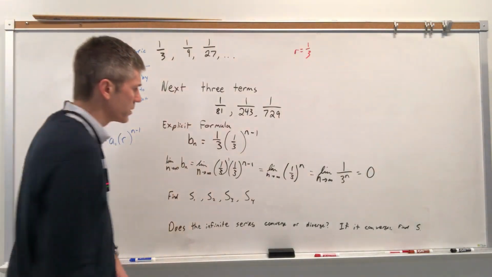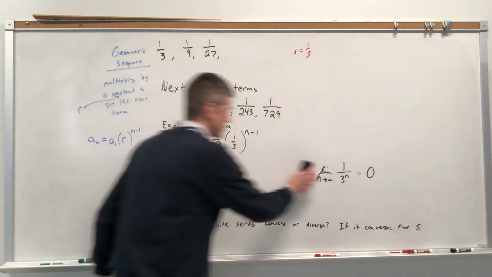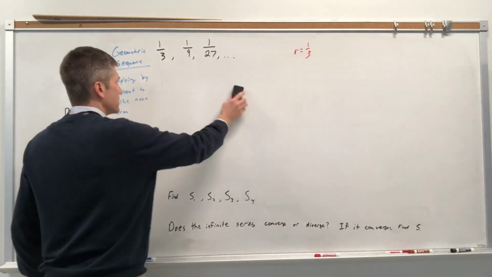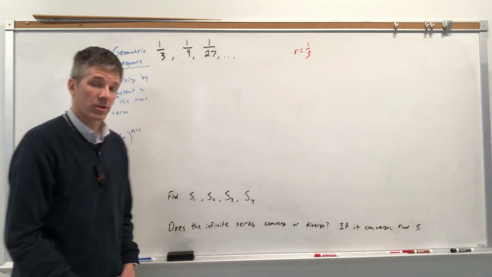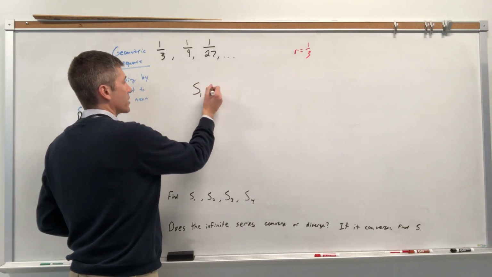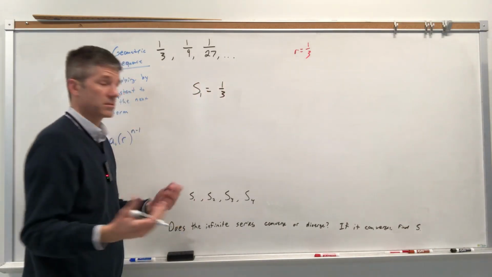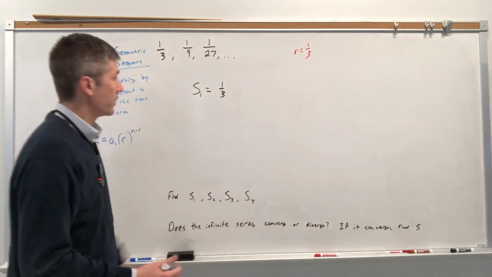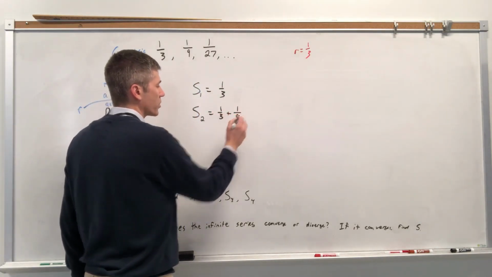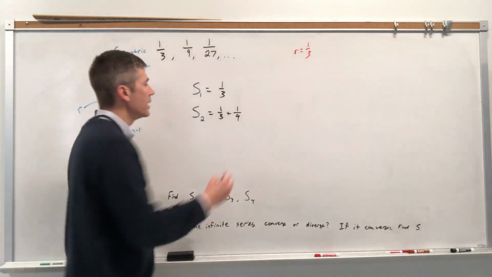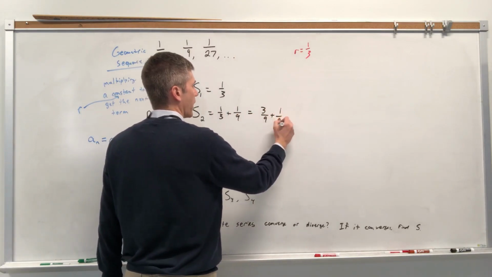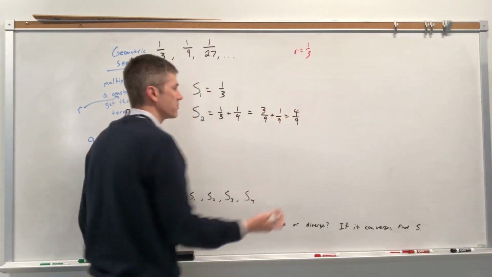So, crowded board, going to erase, and last two questions for this section. Find S1, S2, S3, S4. That means find the sum of the first one term. That's lame. The sum of the first one term would be the first term. Done. All right, the sum of the first two terms would be 1/3 plus 1/9. And we're doing this so we can kind of sniff out the pattern. And this is going to give me 3/9 plus 1/9, which is 4/9. Okay, good to know.